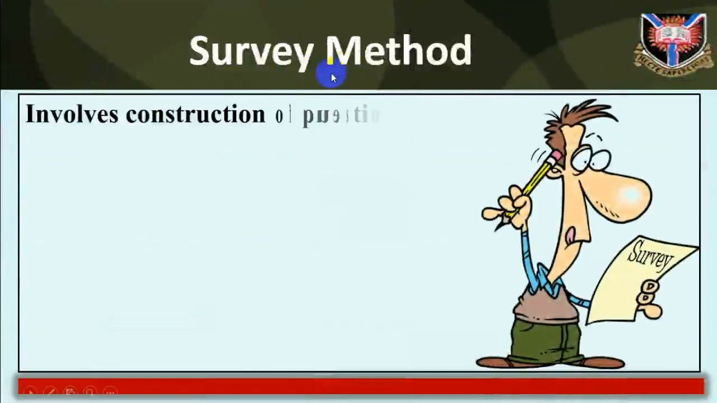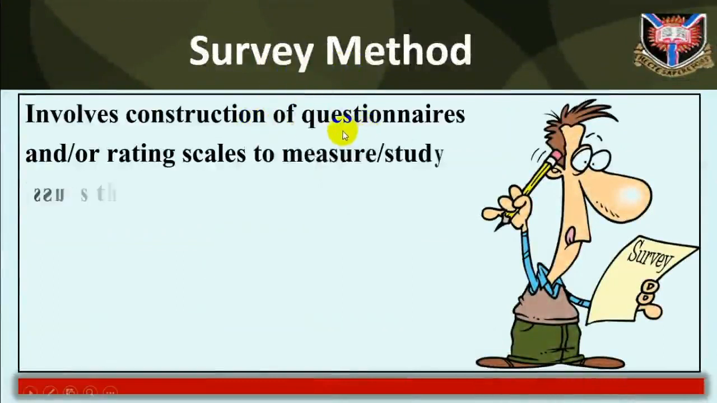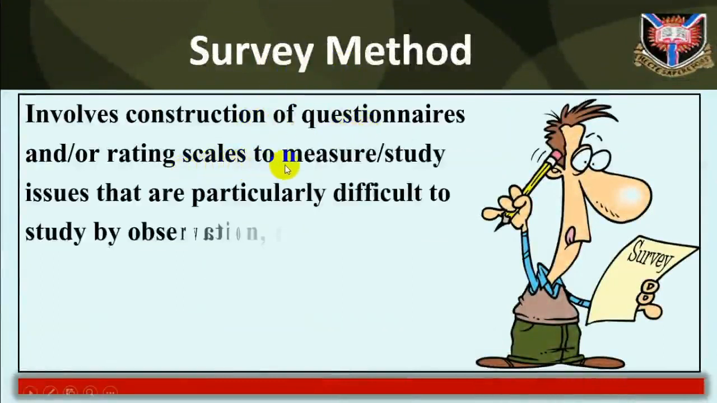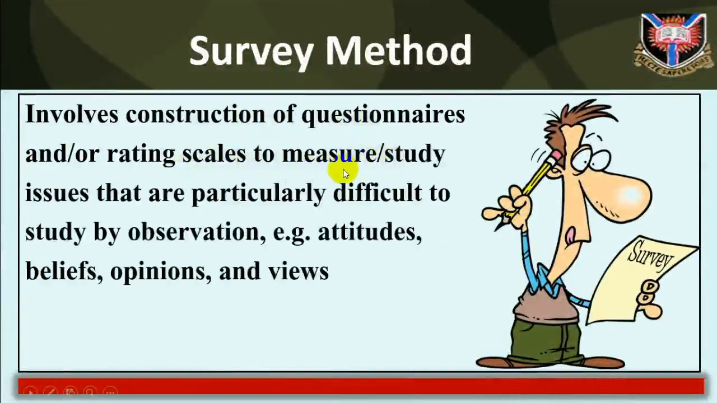Survey method. This involves construction of questionnaires and written scales to measure or study issues that are particularly difficult to study by observation, such as attitudes, beliefs, opinions, and views. The questionnaire or survey method involves asking people predetermined questions, which are often derived from literature and theoretical reviews on the subject matter of interest.